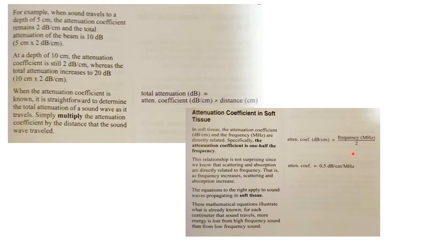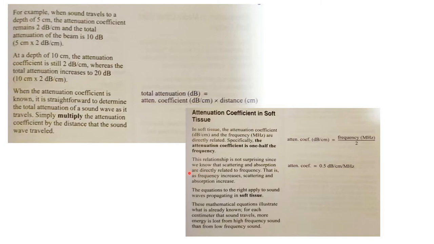Now, you should realize that the units are not going to match here because it is a numerical match. The attenuation coefficient is dB per centimeter, and this is frequency, which is in megahertz, and that is just 2. But then you could say the attenuation coefficient, and I'm saying this a different way now dealing with the units, is 0.5 dB per centimeter per megahertz. So you see the units really are a little bit tricky here.